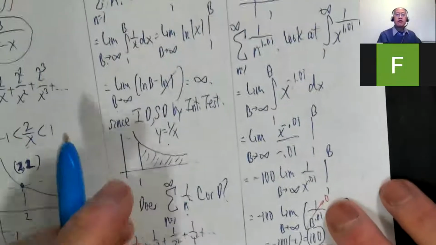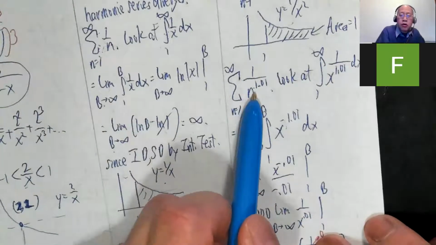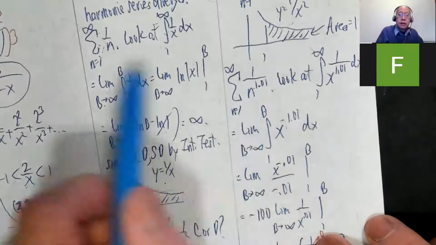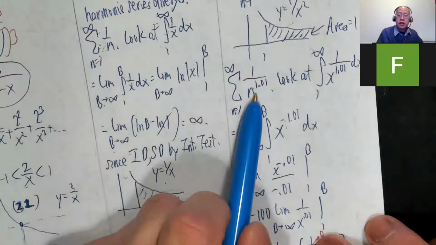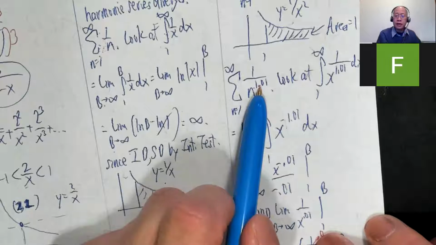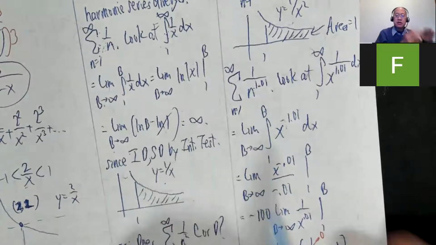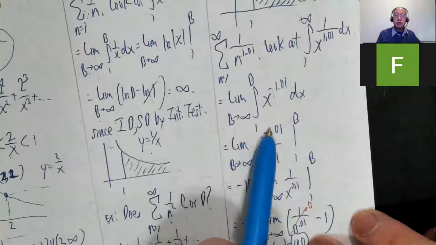Okay, so the series 1 over n diverges. Sorry, this one diverges, and 1 over n to the 1.01 converges. I could use the same logic with 1.01, ever so slightly bigger than 1 over n. This would still converge.